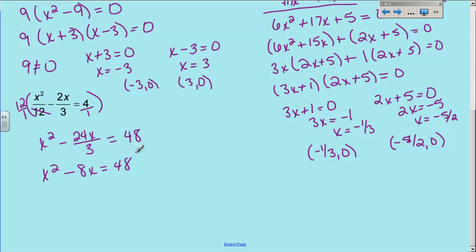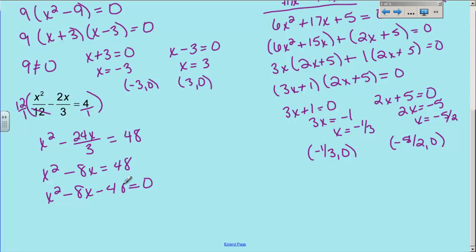So now I have no fractions. I don't have to worry about that. My fractions have been cleared, but now I still have to factor. But first, I got to make it equal 0. I'm going to do that by subtracting 48 on both sides. So you're going to end up with x squared minus 8x minus 48 equals 0. And then we're going to factor.